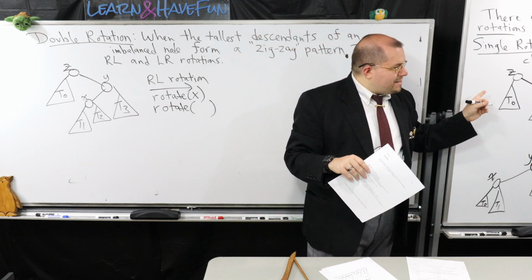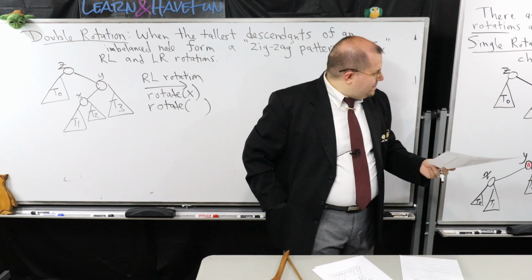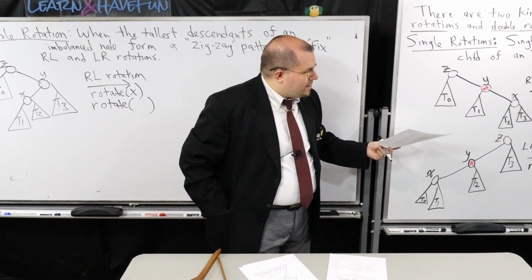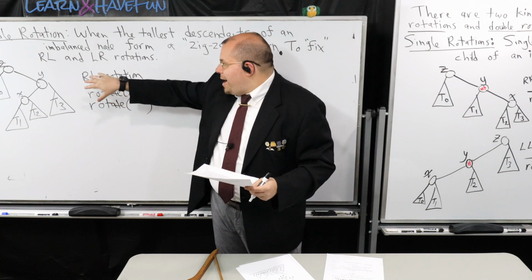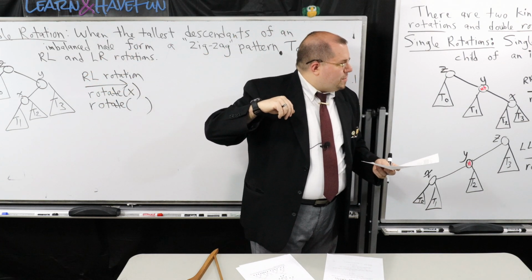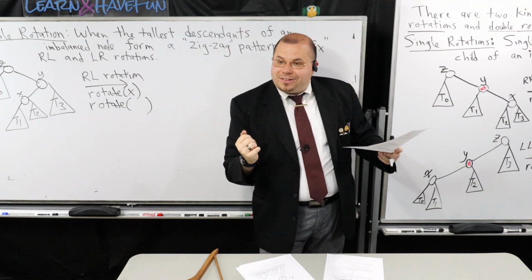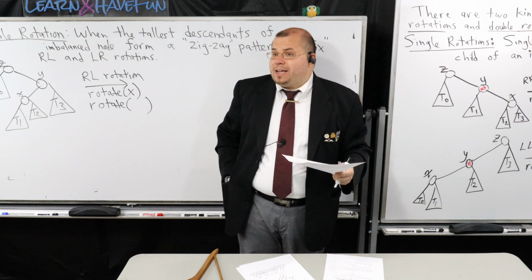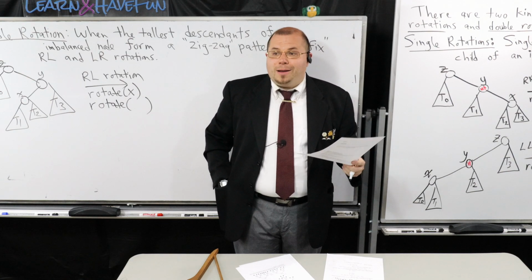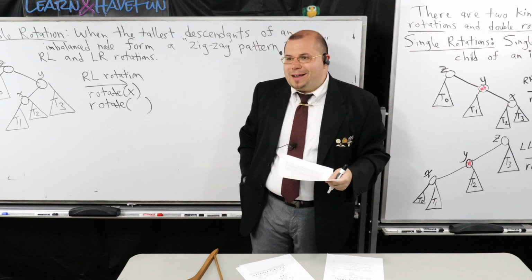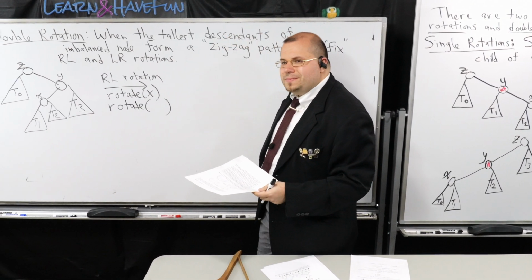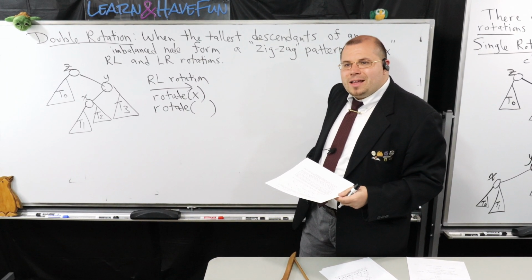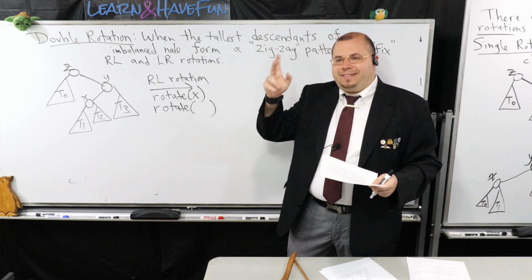I want you to think back to the picture I had over here. Remember, when I promote X, Y is going to go down and X is going to go basically into its spot. So which node should I apply rotate to as a result? And I must stress it won't necessarily be the same node as I had in my RR rotation. Which one will it be? I got two suggestions: Z and X.